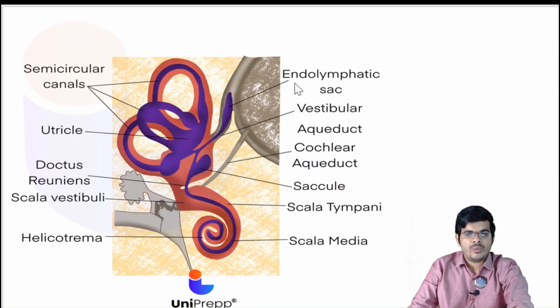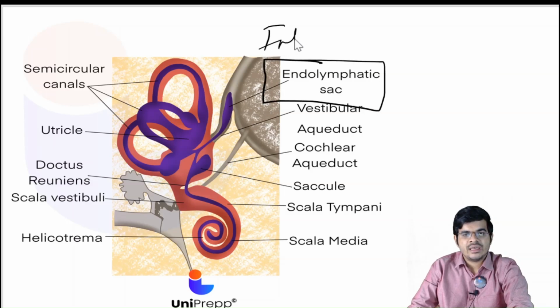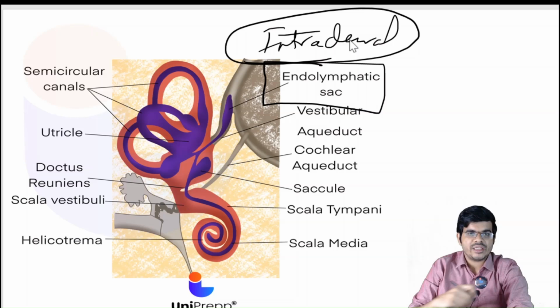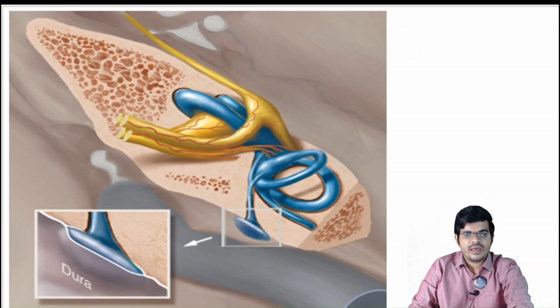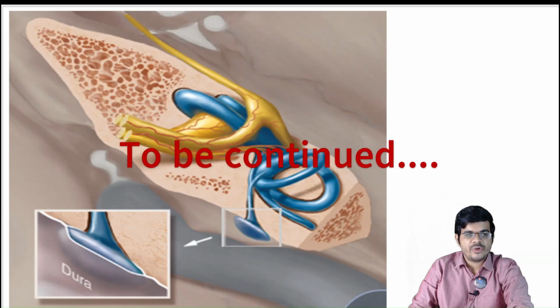Yes, now you can see that the vestibular aqueduct is covering the endolymphatic sac, and this endolymphatic sac, where is it seen? It is seen intradurally. Okay, intradurally. It is seen between the endosteal and the meningeal layers of the dura, as you can see here. It is seen between the meningeal and the endosteal layers of the dura. So it is seen intradurally.